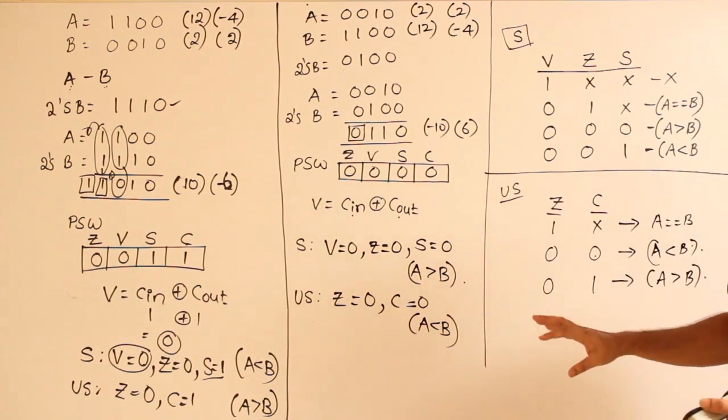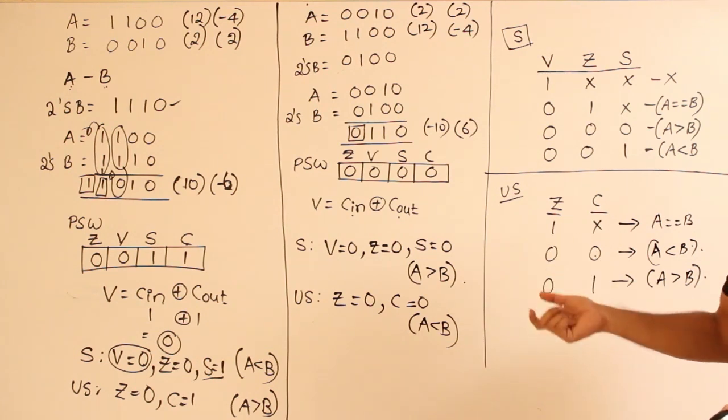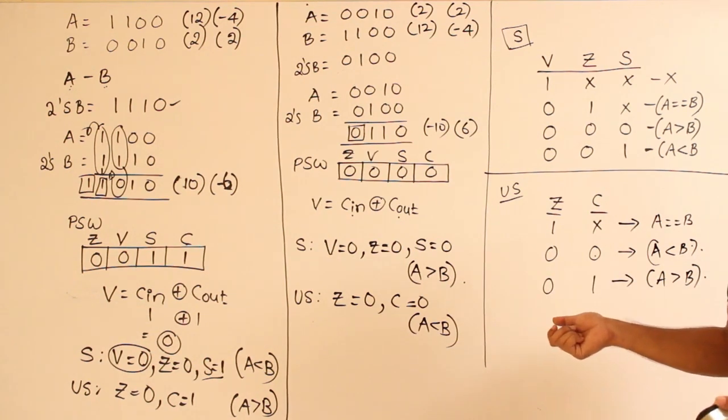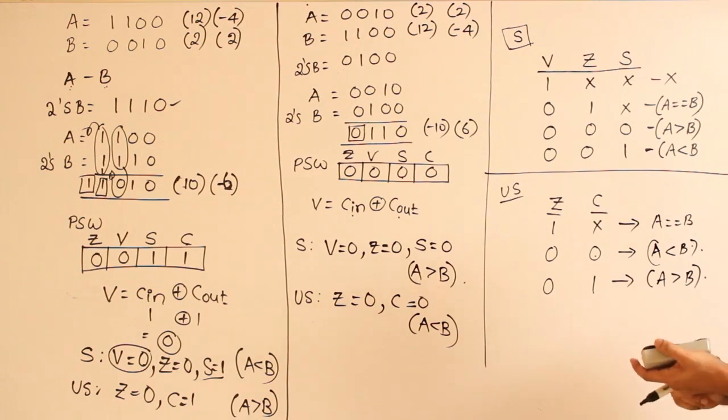Now we shall see what are the various types of conditions or branches we can use by looking at these flags. We shall see a list of it. Okay.